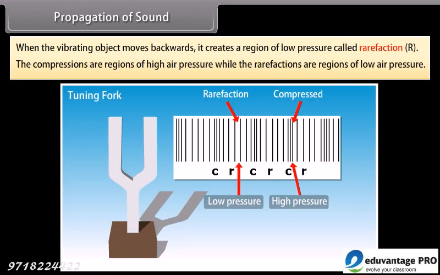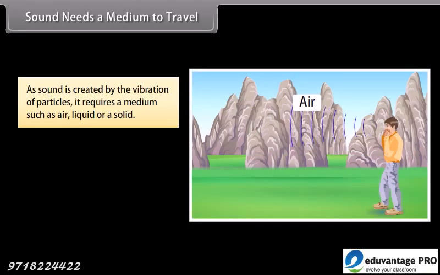Look at this image. It shows a sound wave created by a tuning fork and propagated through the air in an open tube. These are the regions of compression and these are the regions of rarefaction. Sound needs a medium to travel. As sound is created by the vibration of particles, it requires a medium such as air, liquid, or a solid.